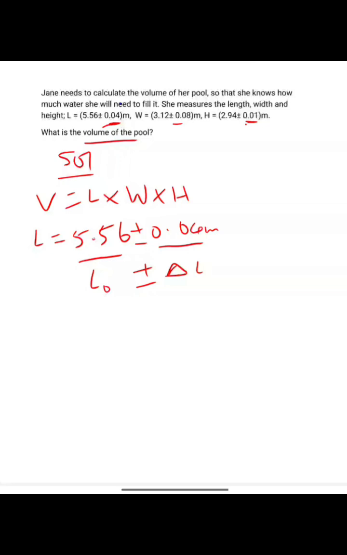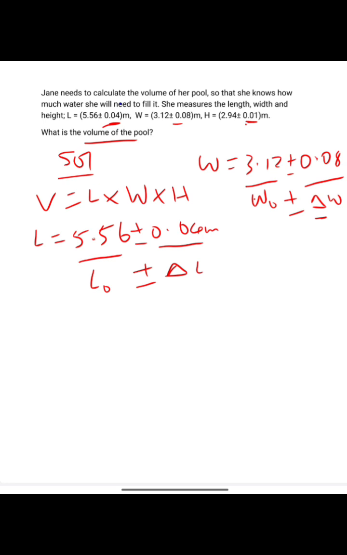The same thing happens to the width. The width is given as 3.12 plus or minus 0.08. This part also represents the measured value, the experimental value. When this experiment was carried out, the value gotten was 3.12. This part is the uncertainty, so we write plus or minus delta W. Uncertainty is represented using this delta sign.